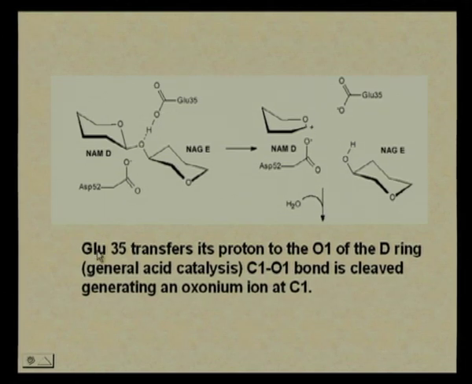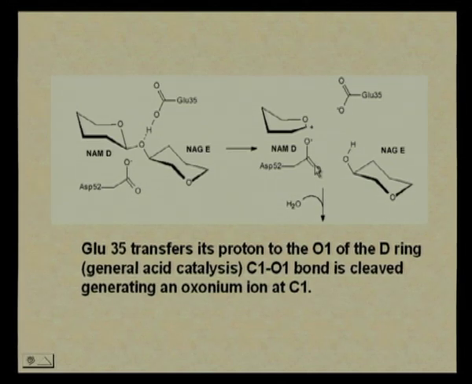What happens is glutamic acid 35 transfers its proton to the O1 of the D ring. This is the O1 of the D ring. So, what happens is the C1O1 bond is cleaved, generating what is called an oxonium ion. Okay? So, what has happened now? We have now transferred a proton from glutamic acid 35, which has now become COO minus. Aspartic acid is as it is yet.